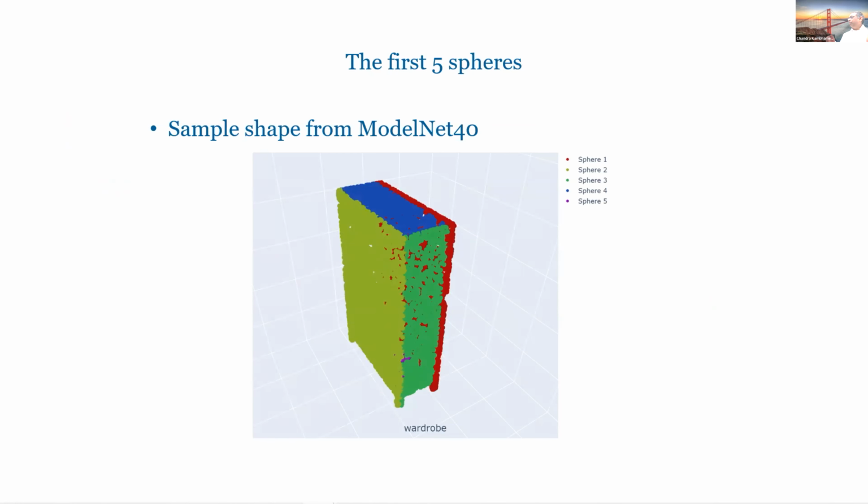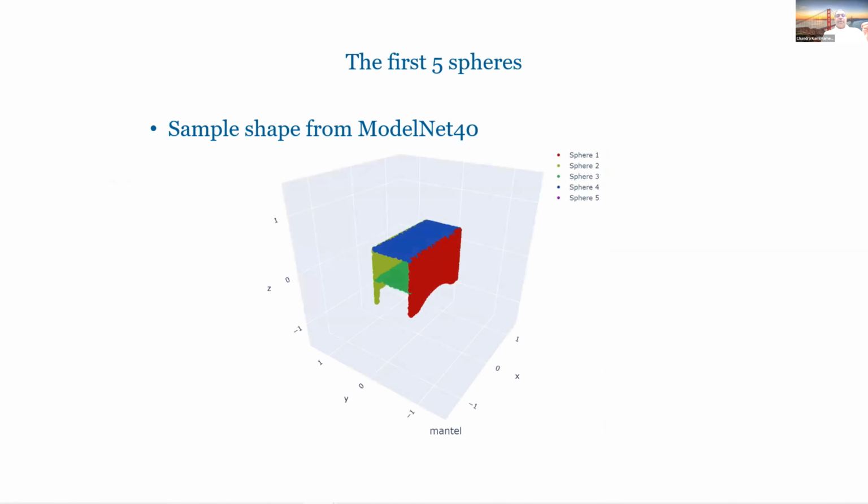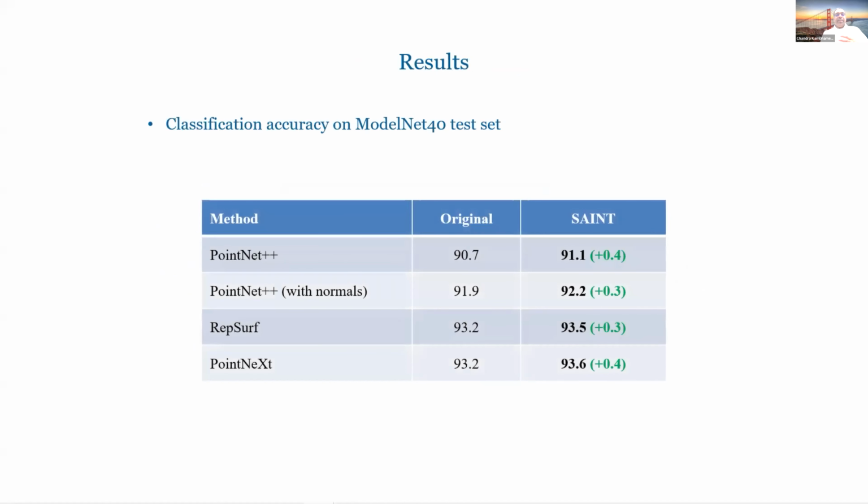Now this is an example of ModelNet. It's a wardrobe. We ran Saint on all the data, right? So each color represents a different sphere. This one is an example of a bookshelf, an example of a mantel. Now we actually did original classification, top one. We added Saint features. So you get above that value, with encryption, compression, everything, and get better classification.